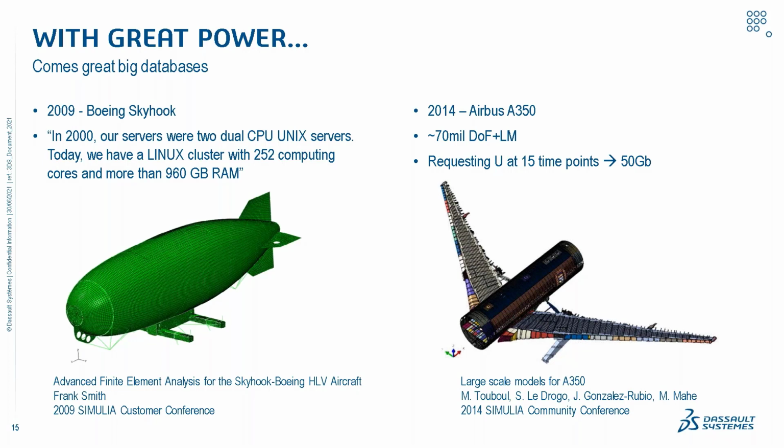Back in 2009, we had a community paper on the Boeing Skyhook. And their comment was, in 2000, our servers were 2 dual-core CPU Unix servers. Today, i.e. in 2009, almost 10 years later, we have a Linux cluster with 252 computing cores and more than 960 gigabytes of RAM. So they went up to almost a terabyte of RAM in 2009 on the cluster. Now, I have seen people, and please don't do this if you can help it, but I have seen people run a single job on more than a terabyte of RAM, and that was 3 or 4 years ago at this point.